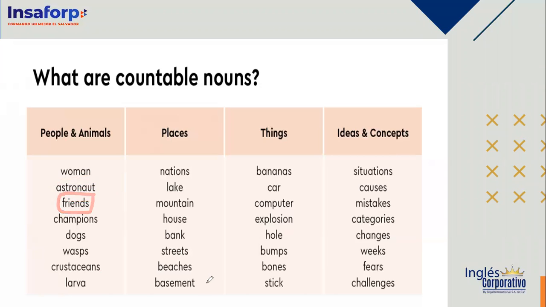Okay. Eugenia, can you please read the options that we have for places? Nations, lake, mountain, house, bank, street, beaches, basement. Thank you. Now we have the options for things. Hector, read them, please.